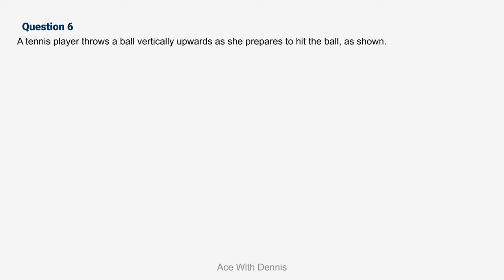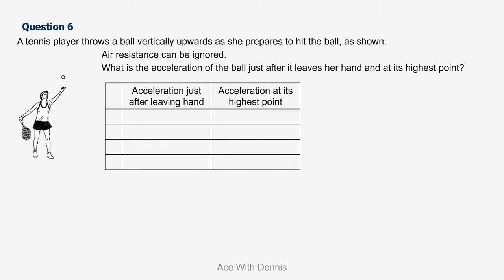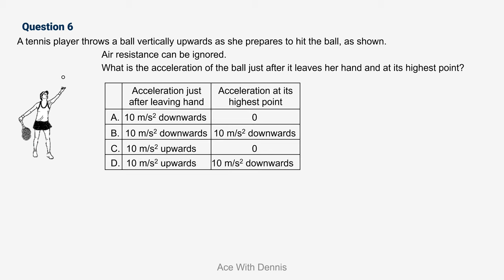Question 6. A tennis player throws a ball vertically upwards as she prepares to hit the ball, as shown. Air resistance can be ignored. What is the acceleration of the ball just after it leaves her hand and at its highest point? Is it A, 10 meters per second squared downwards and 0, or B, 10 meters per second squared downwards and 10 meters per second squared downwards, or C, 10 meters per second squared upwards and 0, or D, 10 meters per second squared upwards and 10 meters per second squared downwards? The answer is B, 10 meters per second squared downwards just after leaving the hand, and 10 meters per second squared downwards at its highest point.